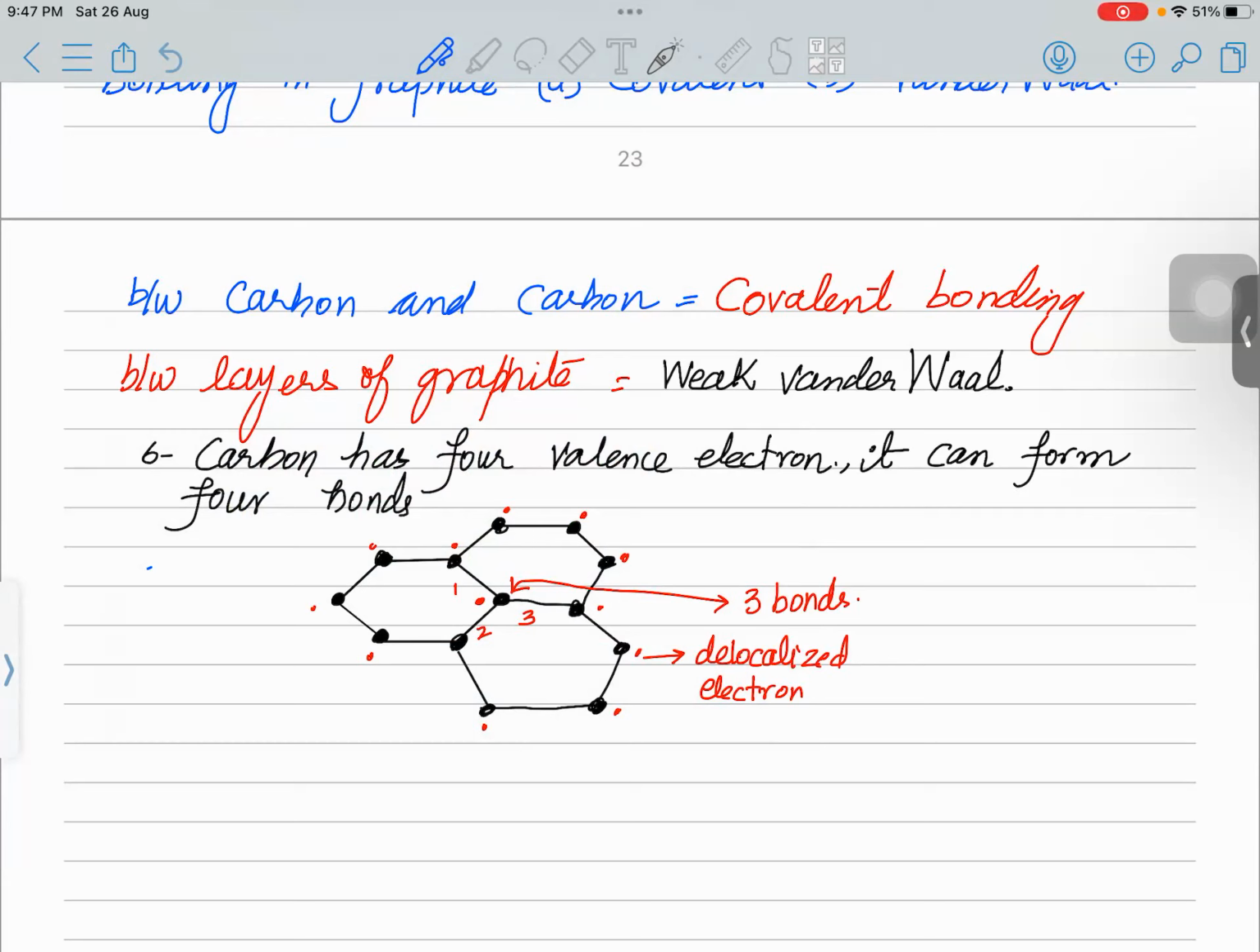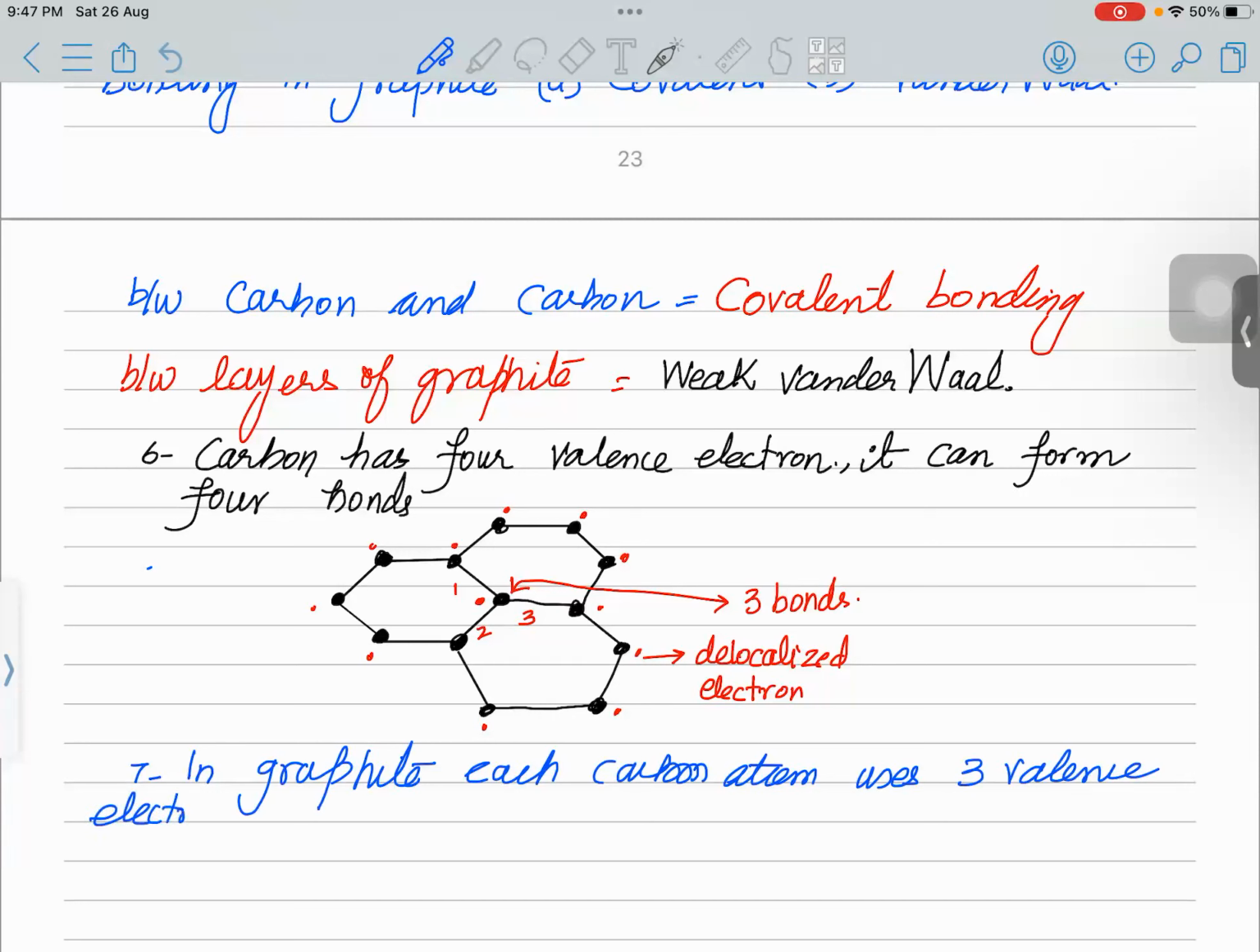So, number 7. In graphite, each carbon atom uses 3 valence electrons to form covalent bonding.